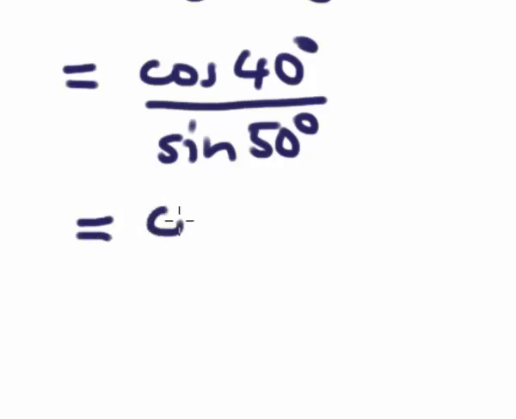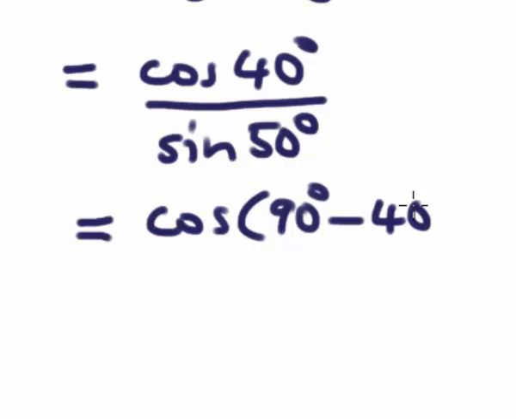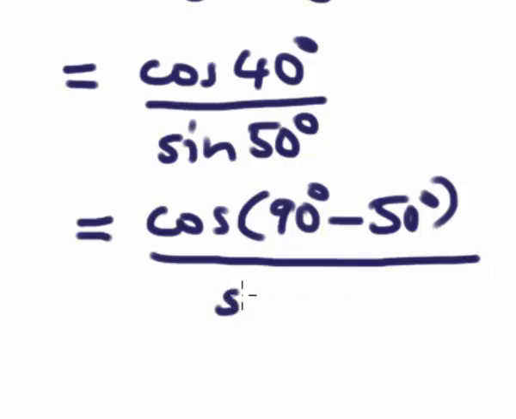So here's a bit of revision of grade 11. So 40 is the same as 90 minus 50. There we go, 90 minus 50 is 40. And then we divide by the sine of 50 degrees.